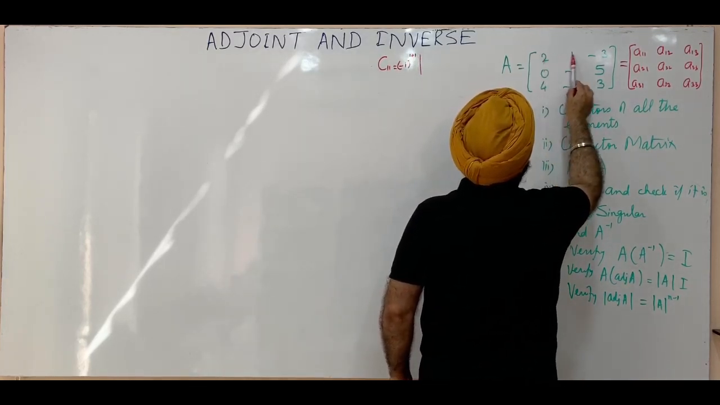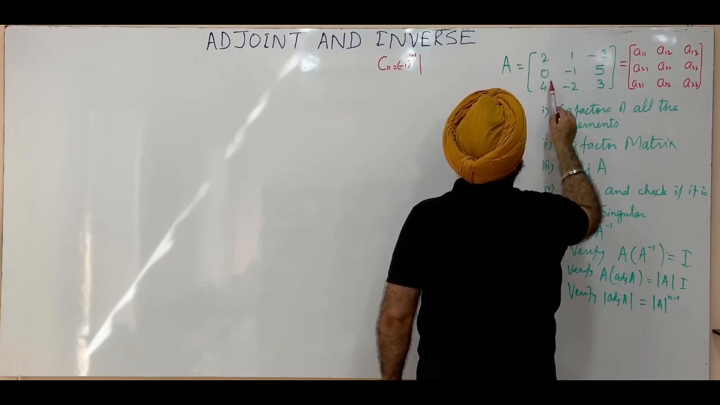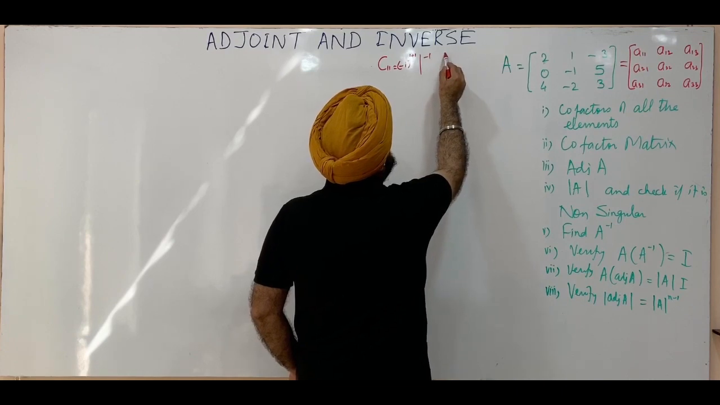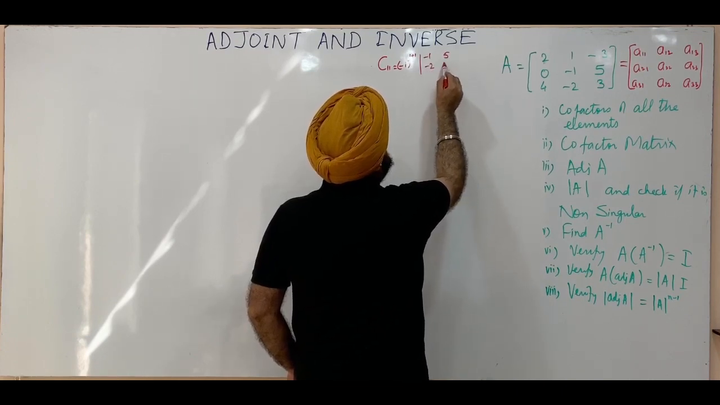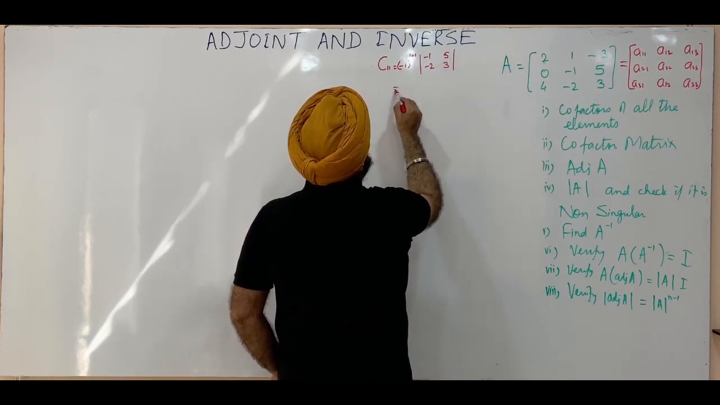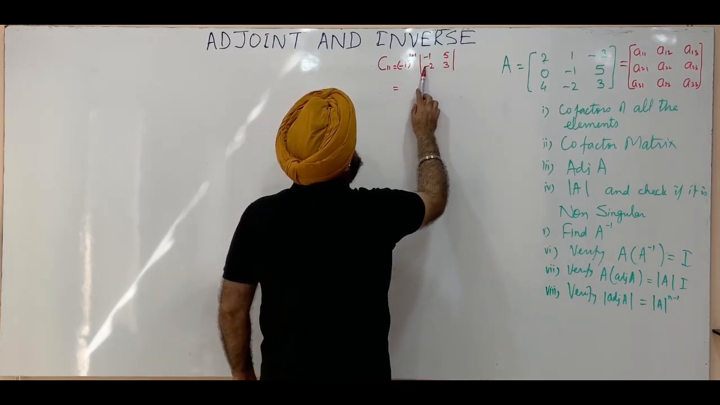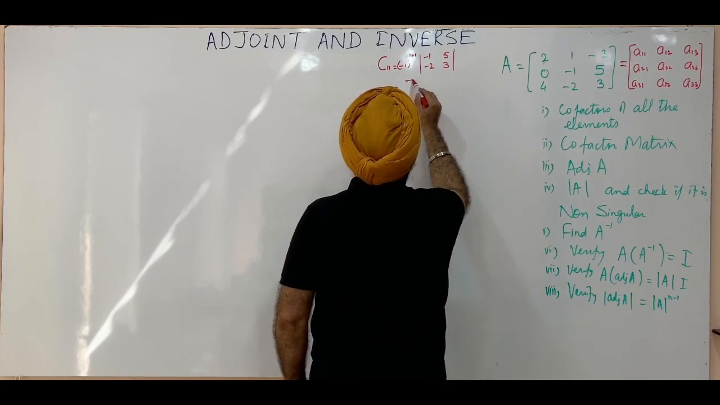Now leave this row and this column. We are left with these 4. This is minus 1, 5. This is minus 2 and this is 3. This is minus 1 raised to 2, which is plus 1. So minus 3 and plus 10. That's 7.